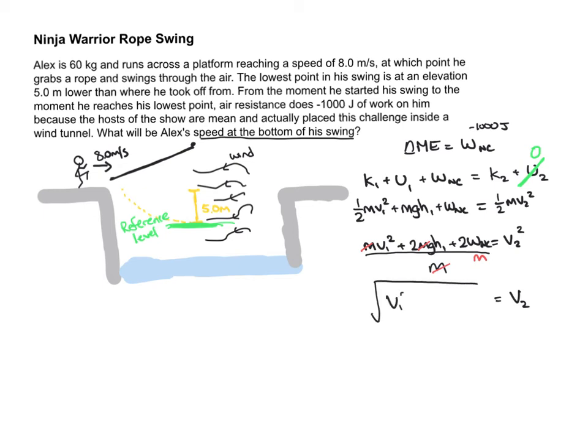I can have v1 squared, I can have 2gh, and I have to have 2W over m. Okay, so that's how I would isolate for v2. I can go ahead and plug the numbers in. I'm just going to use where I have some more space here.